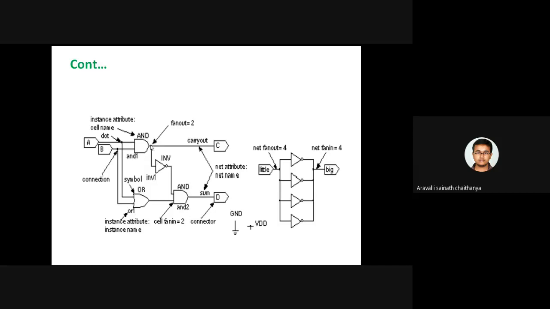The output of your AND gate, I would like to name as the C wire because it is directly connected to the C output pin. The output of this inverter is the X wire, the output of your OR gate is the Y wire, and the output of this AND gate is the D wire.